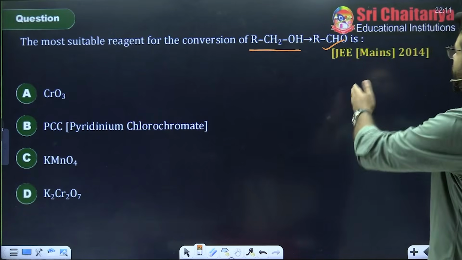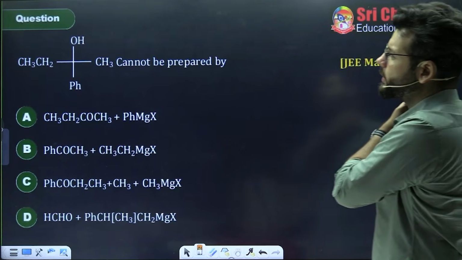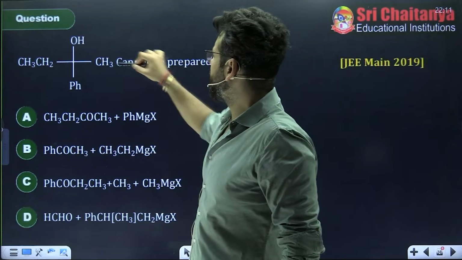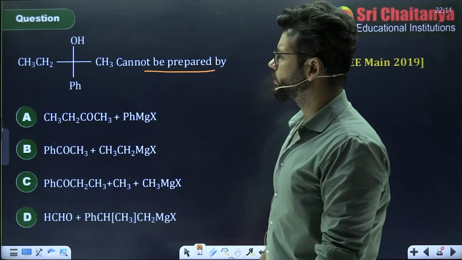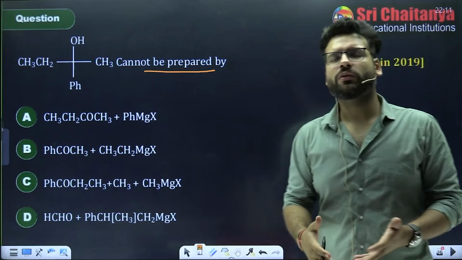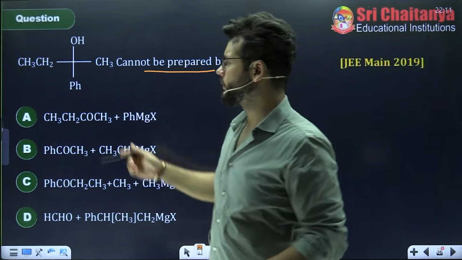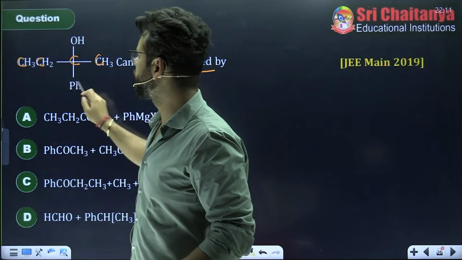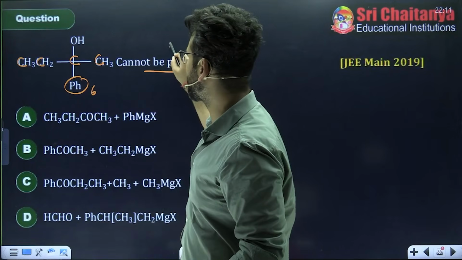The same question got repeated maybe 2 times, by chance we have only put it twice. This compound cannot be prepared by which reaction? Now, what I can first do is verify the number of carbons. 1, 2, 3, 4 and 6. 10 carbons I need.